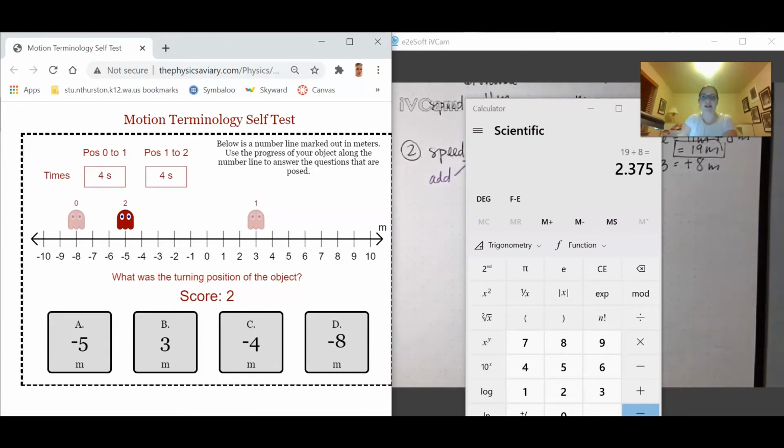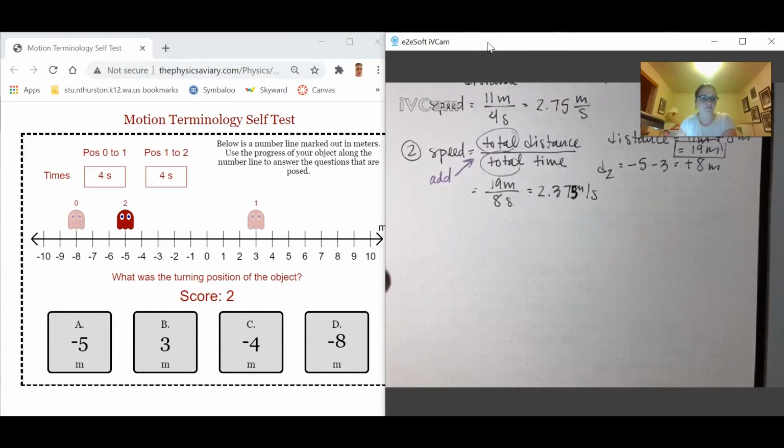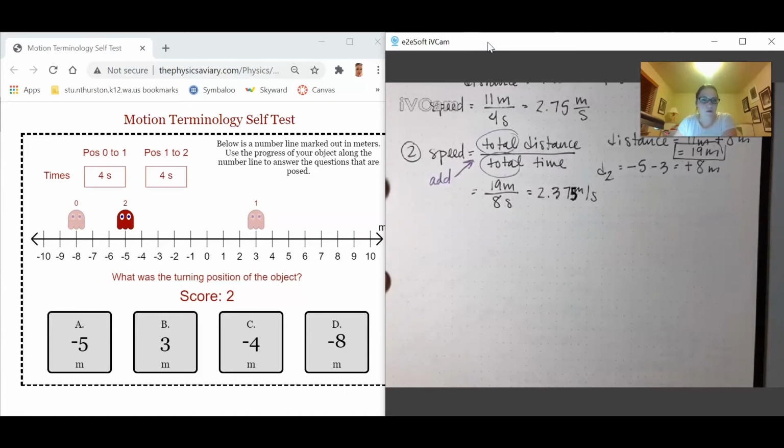All right, my next question. What was the turning point, the turning position of the object? When did the object change directions? All right, well, it was going this way from position 0 to position 1. That's one leg of the journey. And then it changed directions when it got to position 1, because then it headed back to position 2. So where was it at this turning point? It was at 3 meters.